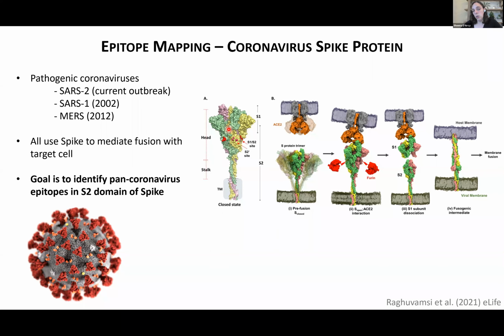Now, all of the coronaviruses have this spike protein. And so our question was to identify epitopes specifically in the S2 domain rather than in the S1 domain. So most of the neutralizing antibodies that you're probably reading about in the media and in the literature really focus on this S1 domain and specifically this receptor binding domain that mediates this interaction with the ACE2. But we were focusing on the S2 domain because it is more conserved between the various coronaviruses.